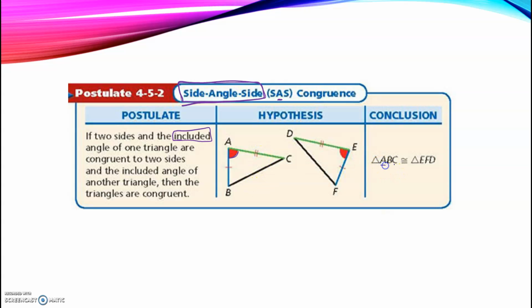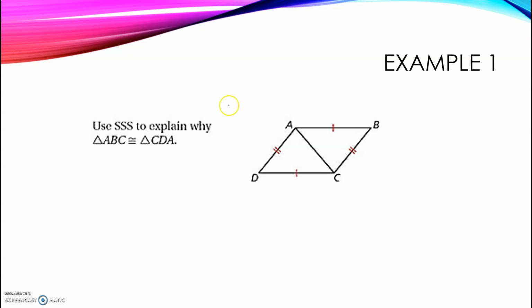This is telling me angle A goes with angle E, and it does. They both have a rainbow here. B goes with F. A, B, C, E, F, D. Order matters. And again, that was by side, angle, side. So let's try some.